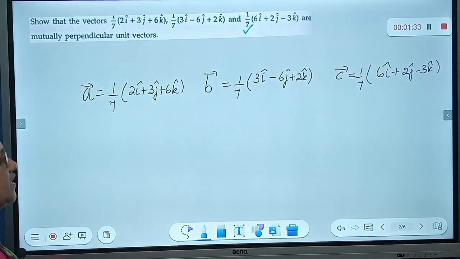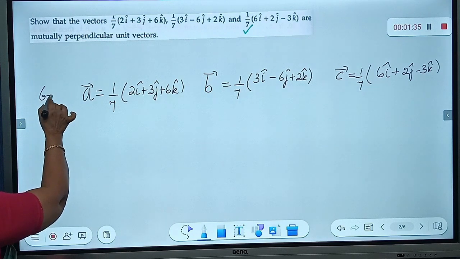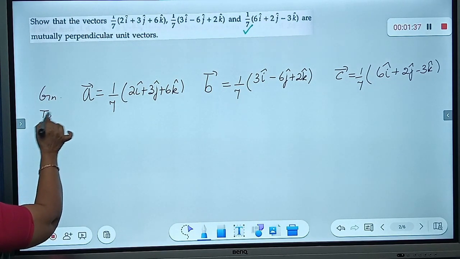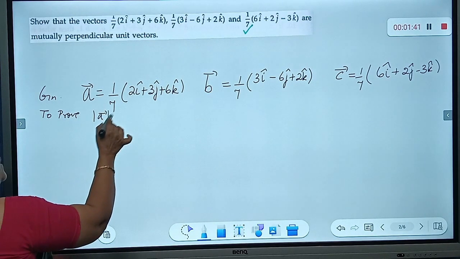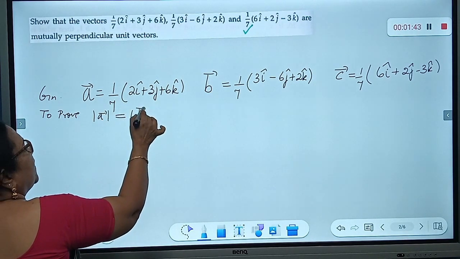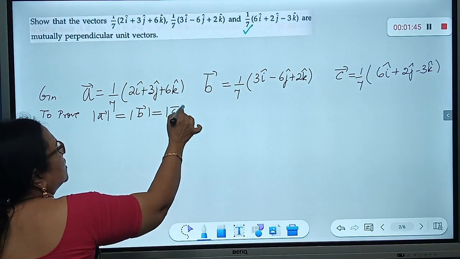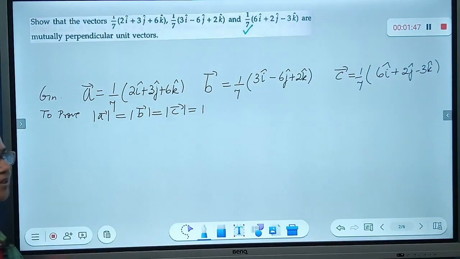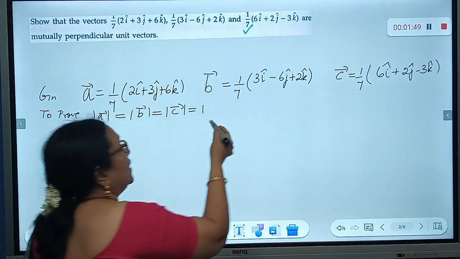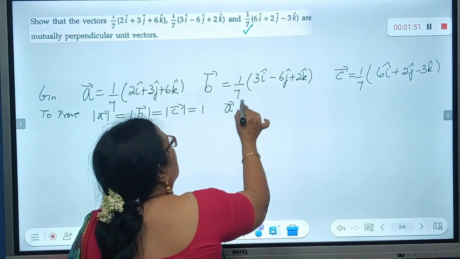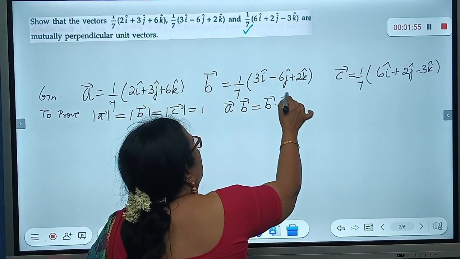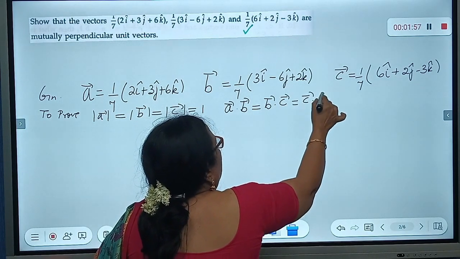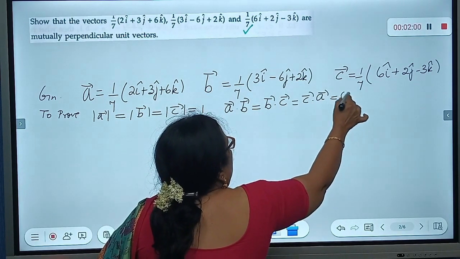So these are the given vectors. There are two things you have to prove. Modulus of A vector equal to modulus of B vector equal to modulus of C vector equal to 1. They are all unit vectors and they are mutually perpendicular. You have to prove A dot B equal to B dot C equal to C dot A equal to 0.